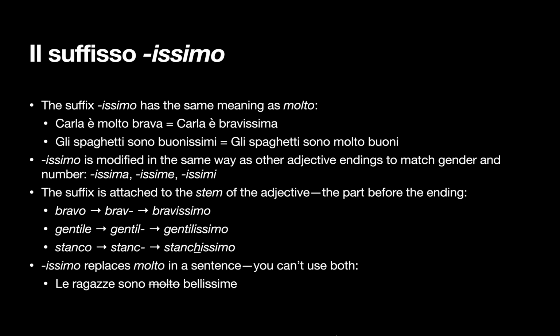The last topic for this lesson is the suffix issimo. Issimo is the same as molto, so you can say things a couple different ways. You can say Carla è molto brava, or you can say Carla è bravissima, and those mean the same thing. You can say gli spaghetti sono buonissimi, or you can say gli spaghetti sono molto buoni, and both of those mean that the spaghetti are good.